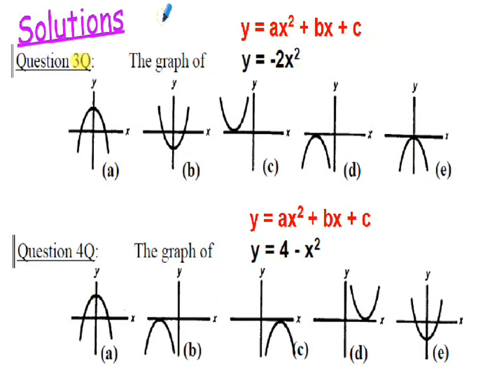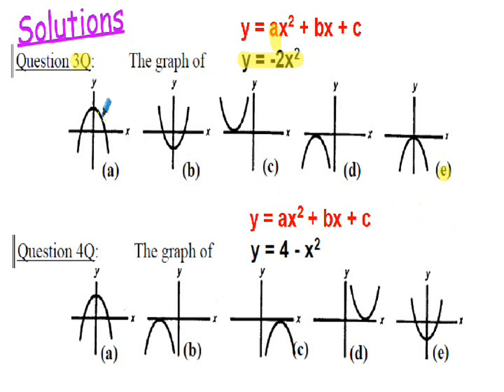Question 3Q solution. We're given the equation y is equal to minus 2x squared. In this case the a is the minus 2, so that means we're going to get a hat shape. There is no b or c term in this equation. If there's no b term, there's no shift in the vertex, and there's no c term, it means the vertex will go through 0, 0, the origin of the graph. So we're looking for a curve that's a hat shape, symmetrical about the y-axis, and the vertex passes through the origin 0, 0. The only curve that shows us those features is E.